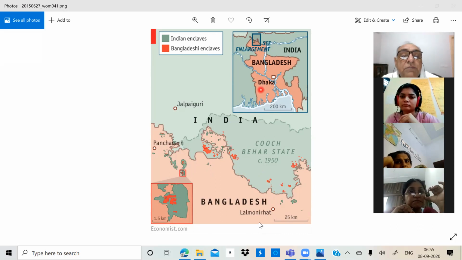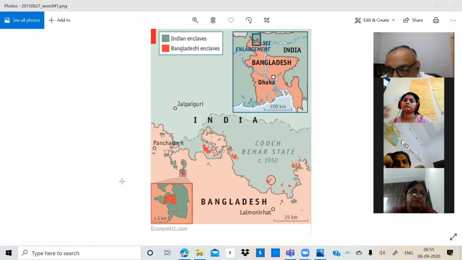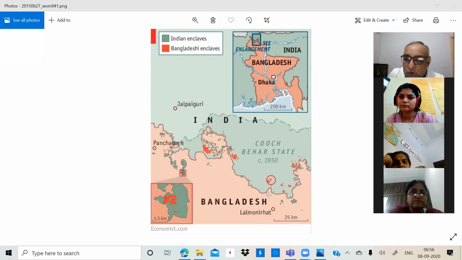So now what was the problem from an administrative point of view? Let me take this particular example, this red dot. This is the Bangladeshi territory which is in India. This territory has no connection with the state of Bangladesh. It is completely cut off from Bangladesh, but it is lying entirely in India. So beta, now what was the problem?